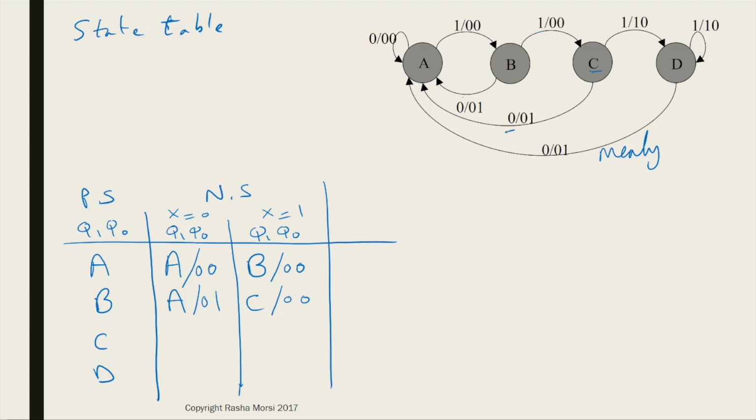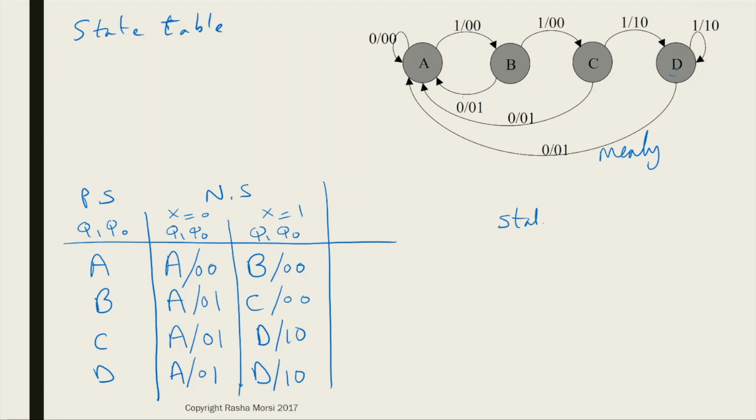Then I do the same for state C. If I'm in state C and the input is a 0, it takes me back to state A with an output 0, 1. And if I'm in state C when my input X is a 1, I go to state D with an output of 1, 0. Finally, state D. When I'm in state D and X is a 0, it takes me back to state A with an output of 0, 1. And if X is a 1, I stay in D with an output of 1, 0.